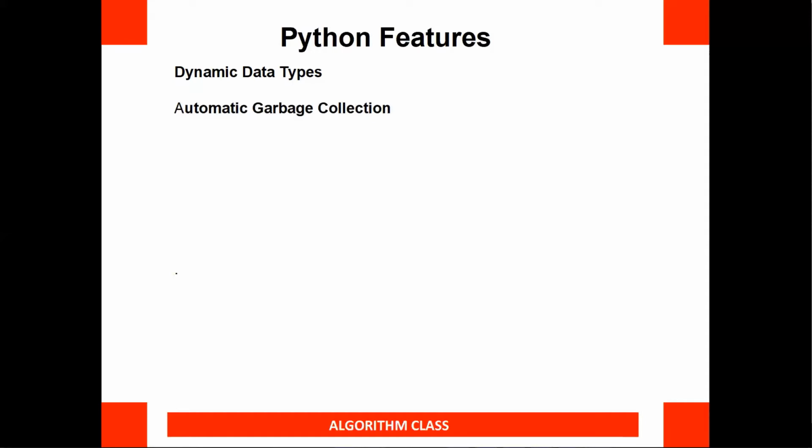Automatic garbage collection: in Python, we need not explicitly allocate and deallocate storage. On the fly, whenever memory is required, it is allocated, and whenever it is not needed, it is deallocated. That depends on the reference count. Here one more concept is there, the reference count.